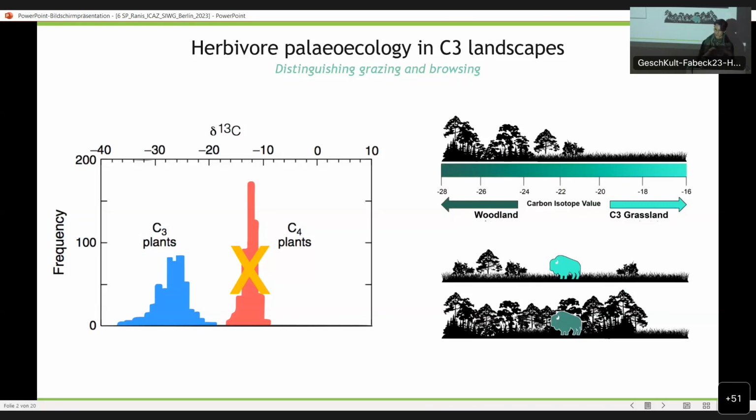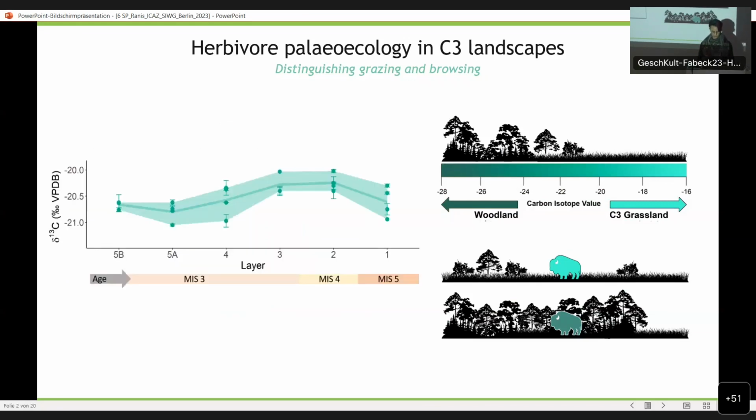And because there are quite a lot of different drivers, it's often a bit hard to tease apart what's going on and how it relates to things like feeding ecology in herbivores. So you often end up with something like this, where you have nice diachronic data that all looks the same, and it's all within 1 per mil.